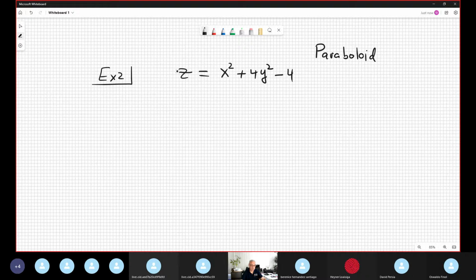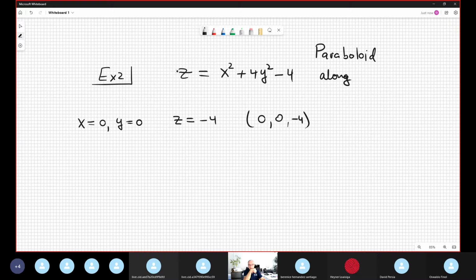Now the intercepts. With x = 0 and y = 0, it's obvious that z is -4, and the point is (0, 0, -4). By the way, this is the vertex. I forgot to say that this paraboloid opens in some direction. In what direction do you believe it opens, upward or downward?